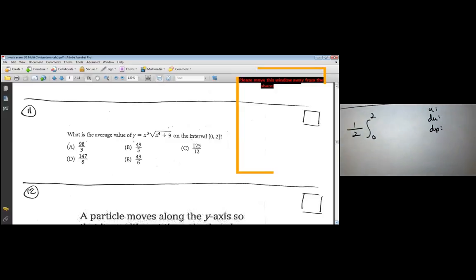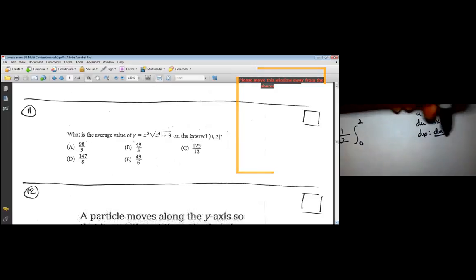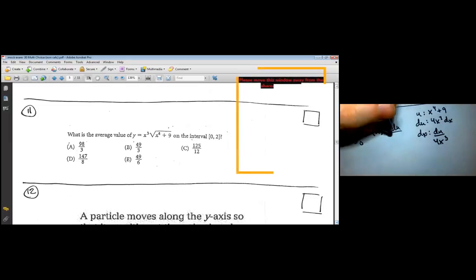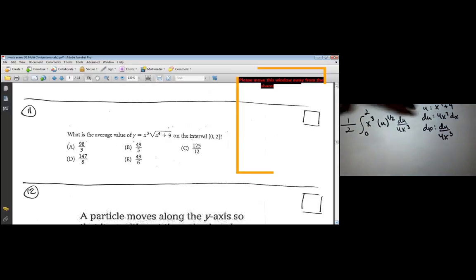So that would be x to the fourth plus 9. So 4x to the third dx. So dx is du over 4x to the third. And then we start plugging stuff in. And then after you do that, you're going to have x to the third u to the half du over 4x to the third. From there, you can see hopefully that our x to the thirds are going to cancel.